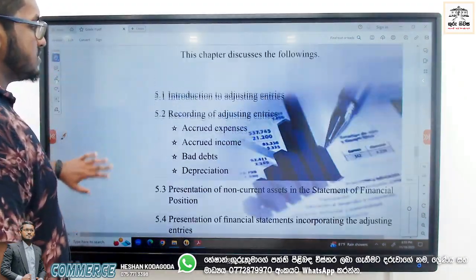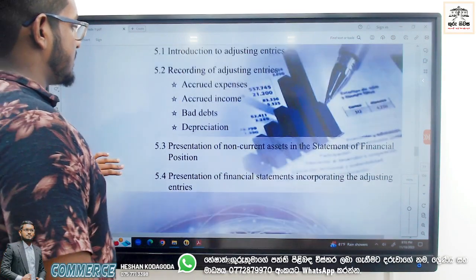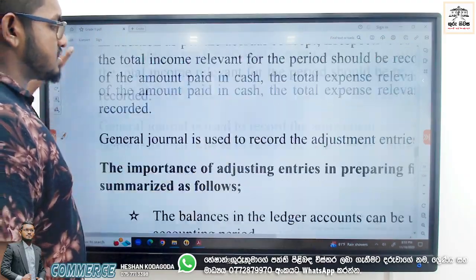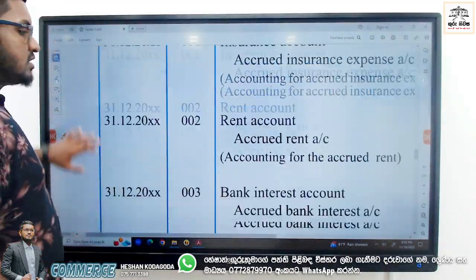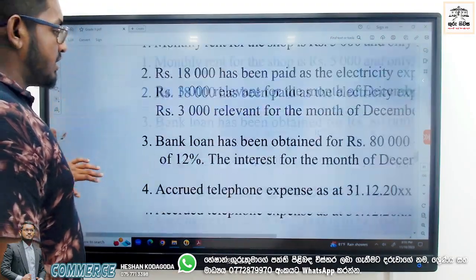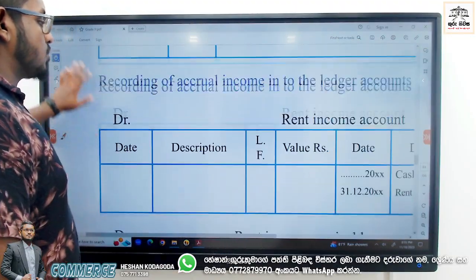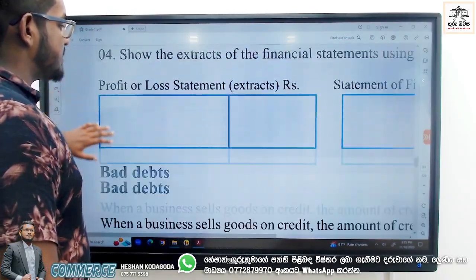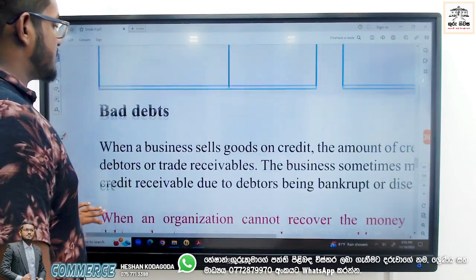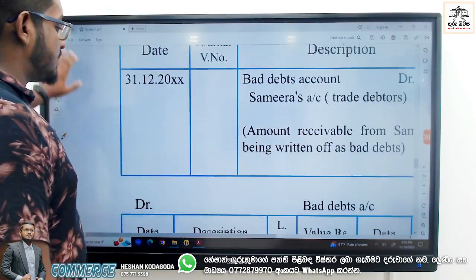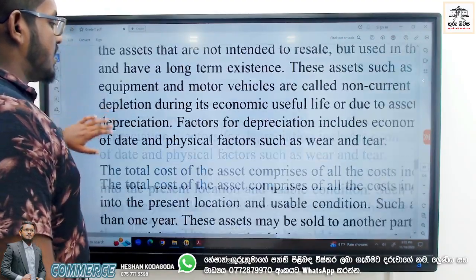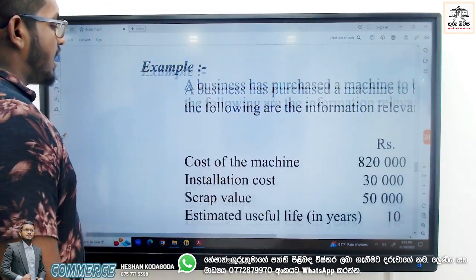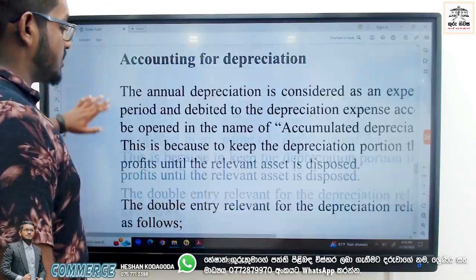So there are 4 adjustment entries. If you need, I can give a brief idea. Accrued expenses, accrued income, bad debts and depreciation, right? We discussed all these in the group 1 class, but never mind, don't think accrued expenses is payable expenses. Accrued income means receivable income, right? So it's an asset. Bad debts, I think you can remember. We remove the non-receivable portion from the debtors value.